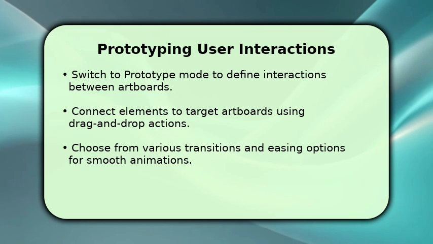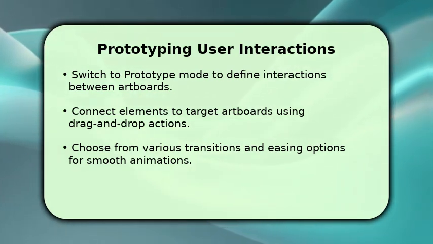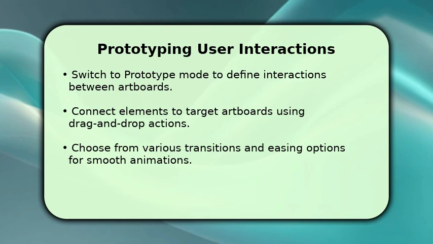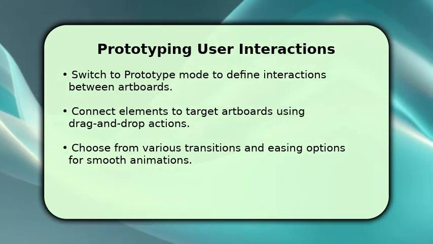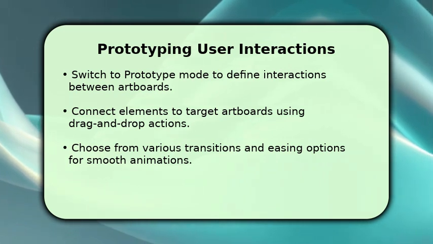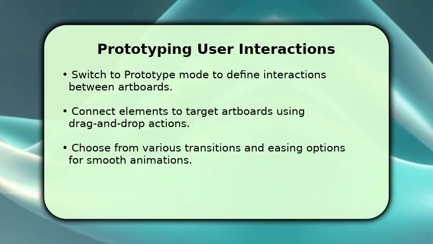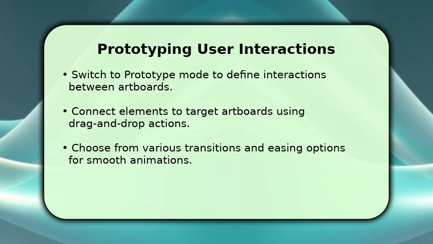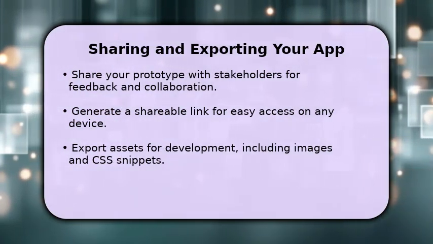With your design in place, it's time to bring it to life through prototyping. Switch to prototype mode, located at the top left of your workspace. Here, you'll define how users interact with your app. Simply drag a connection from an element, like a button, to its target artboard. You can then select from a variety of transitions, such as slide left or dissolve, and easing options to create smooth, engaging animations.